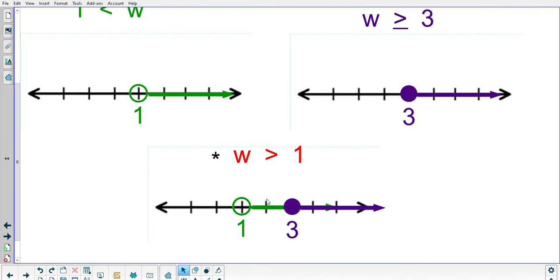So our actual solution, the overlapping of these two graphs, is going to start at 1, not including 1, but anything greater, all the way up.